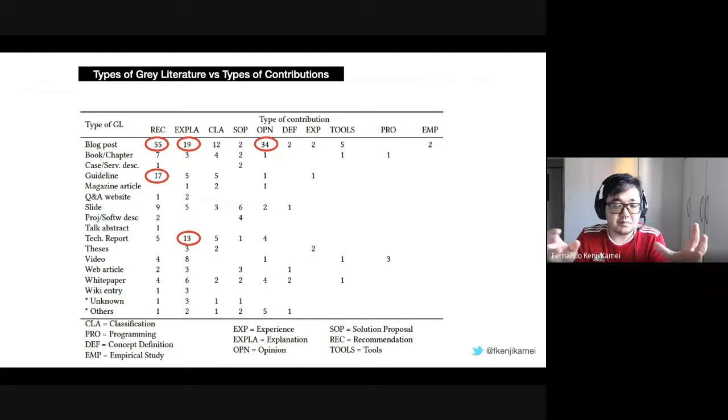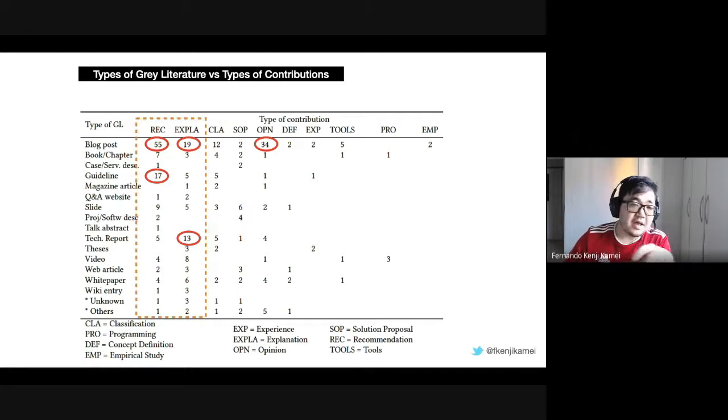Here we present the relation between the gray literature type and the type of contribution. In this relation, the second and third columns caught our attention, related to contributions of recommendations and explanations. As we can see, recommendations were most identified in blog posts and guidelines, and explanations in blog posts too, and technical reports. Here we found that blog posts were the most common type that contributed opinions.